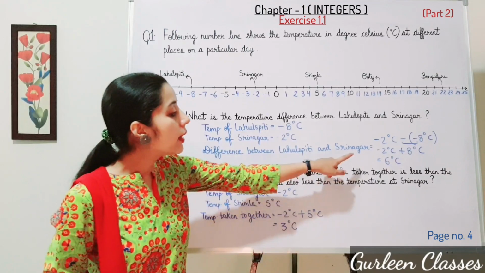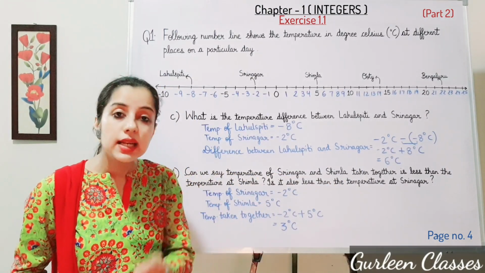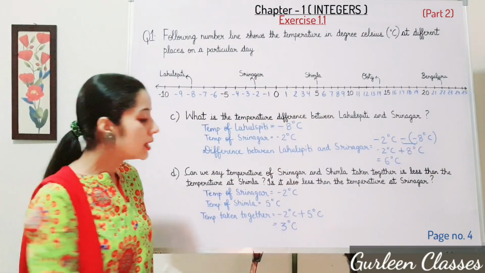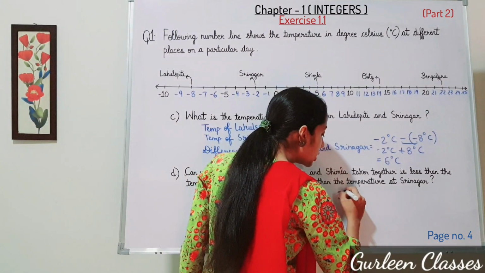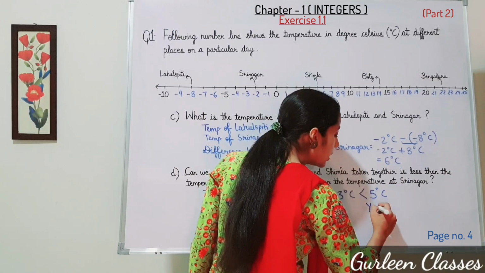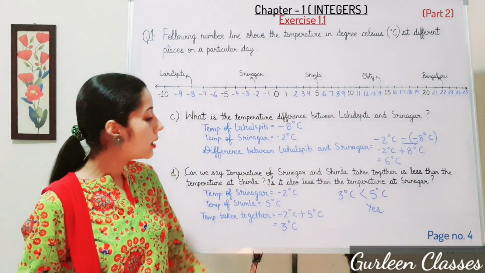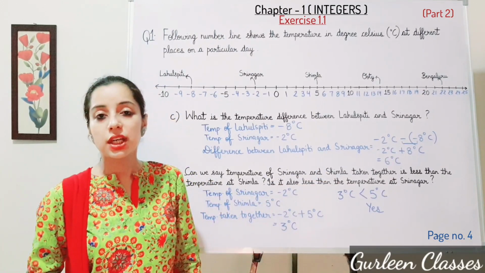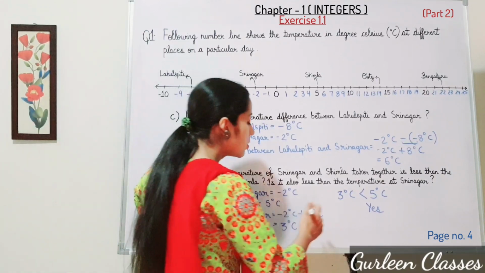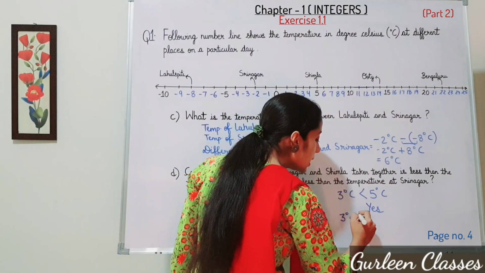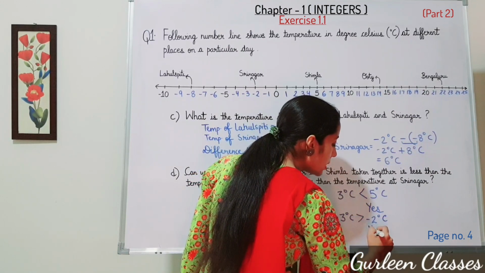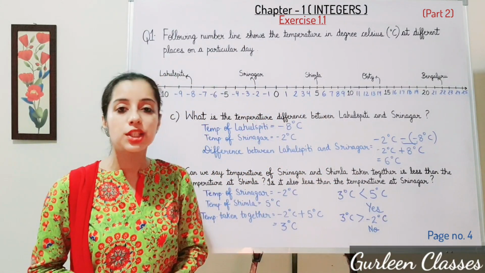Now next part, whether this temperature taken together is less than the temperature at Shimla. Shimla temperature is 5 degrees Celsius. So right here, 3 degrees Celsius is less than 5 degrees Celsius. So this statement is yes. Now next part, is it also less than the temperature at Srinagar? Temperature at Srinagar is -2 degrees Celsius. So right here, 3 degrees Celsius is greater than -2 degrees Celsius. So this statement is no. I hope students these questions are clear.